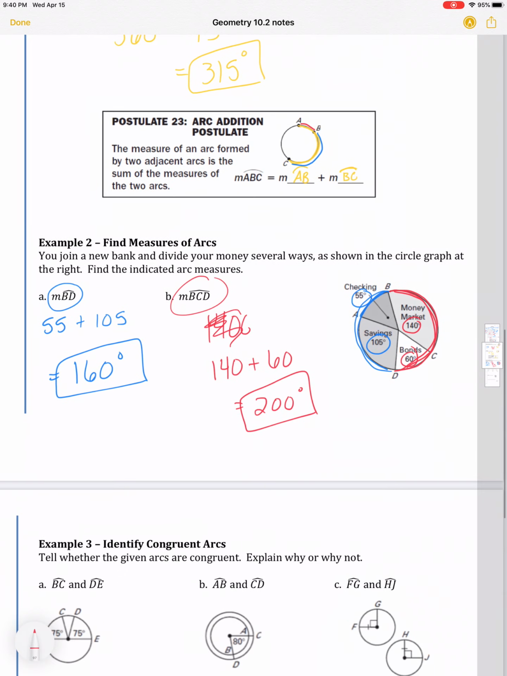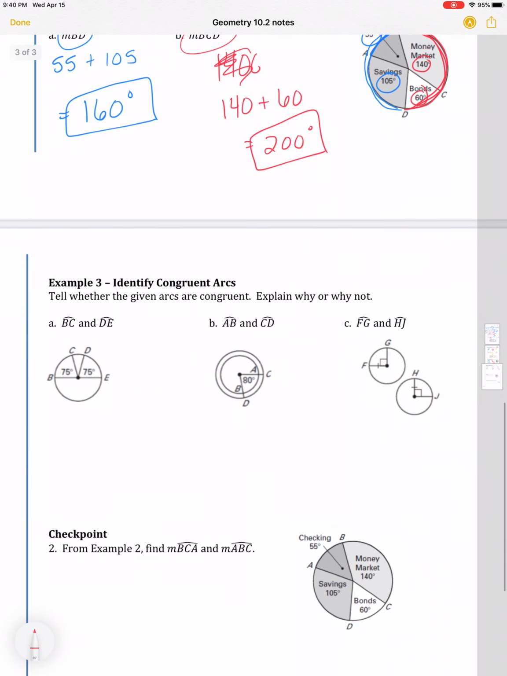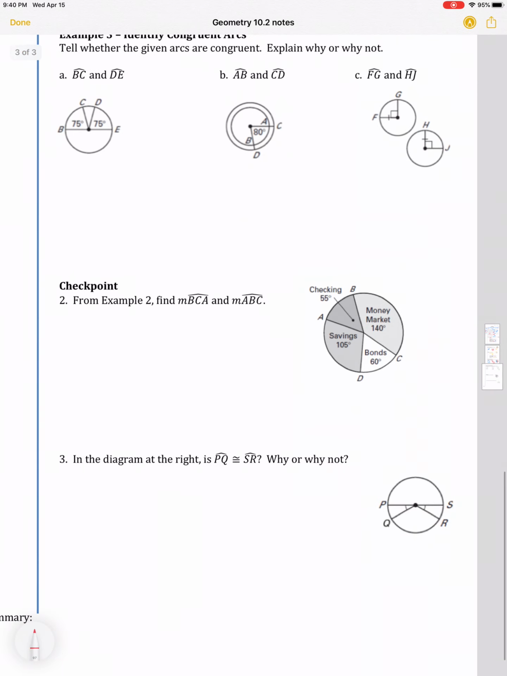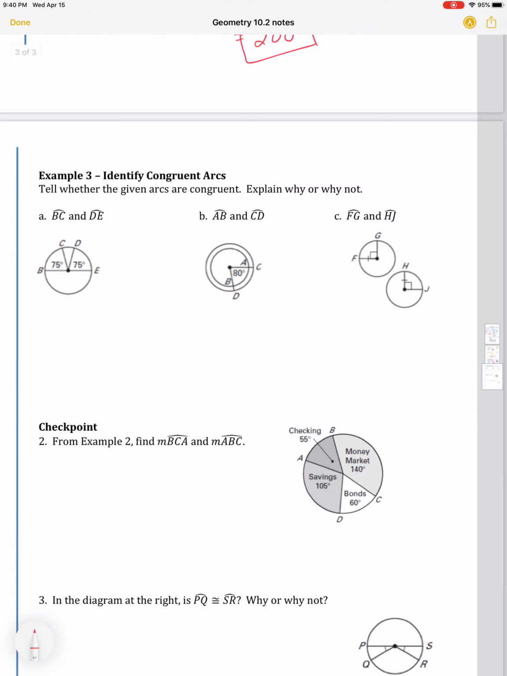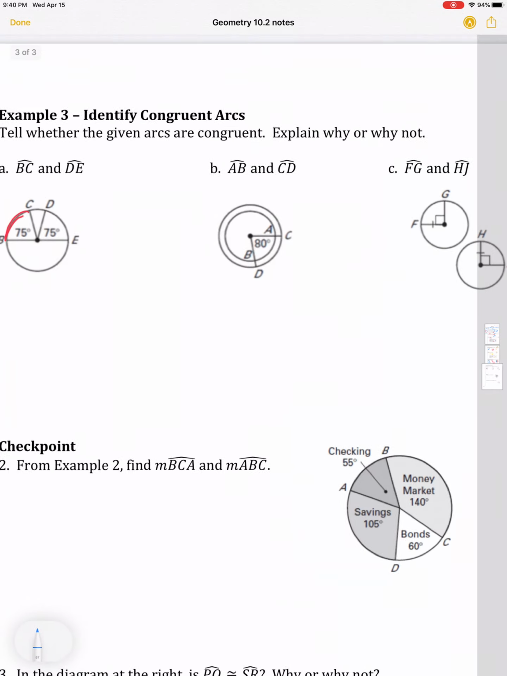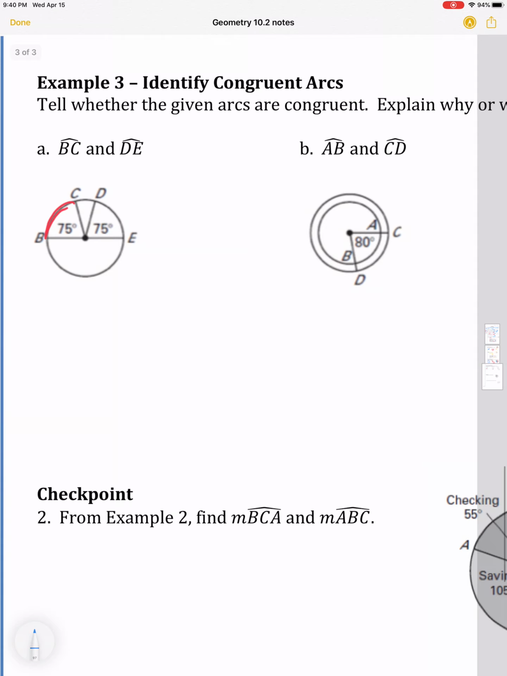Okay, and then our last part is we're just going to talk about how you can tell if circles or arcs are congruent, and we'll explain why or why not. So in A, tell whether the given arcs are congruent. We want to know, is arc BC congruent to arc DE? So is the blue congruent to the red? If we look, they're both 75 degrees.